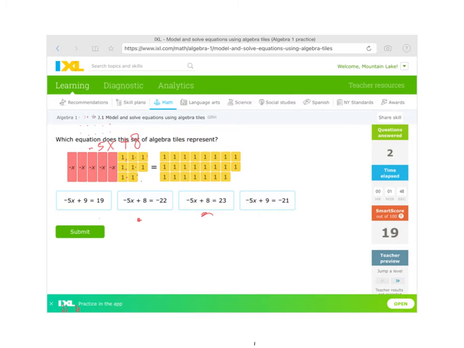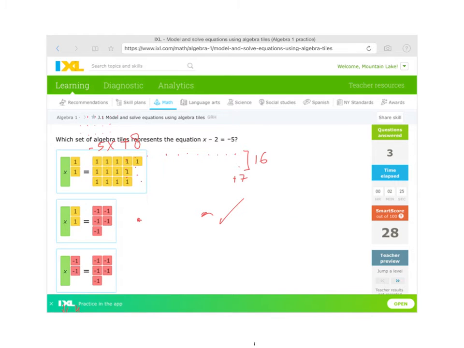And then we just need to count how many ones there are over here. So 1, 2, 3, 4, 5, 6, 7, 8, 16. And then there's a 7 over here. So 16 plus 7 is 23. So this is the correct answer. Alright, let's try another one.